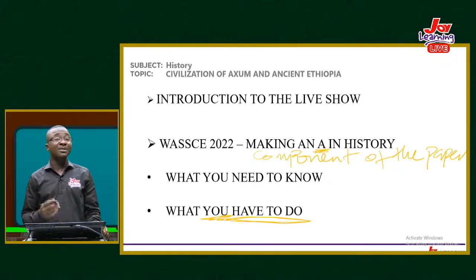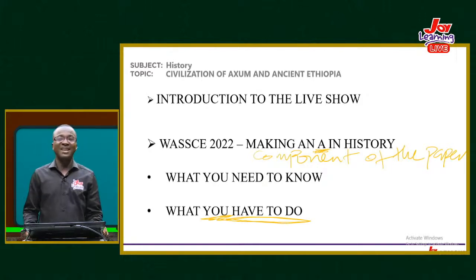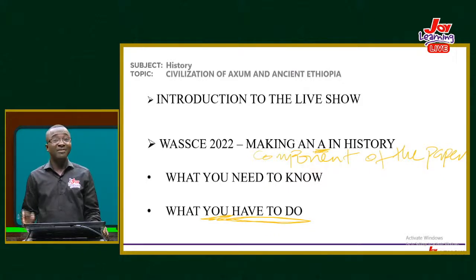Each question carries 15 marks, and so be sure to satisfy the number of points you have been asked to rate. Once you do that, you are on your way to make an A. I'd be very glad to hear that you made an A in your history. Yes, some students from first year to third year never made an A in school, but in WASI, because of their determination and because of their willingness to follow instructions given, they were able to make an A.